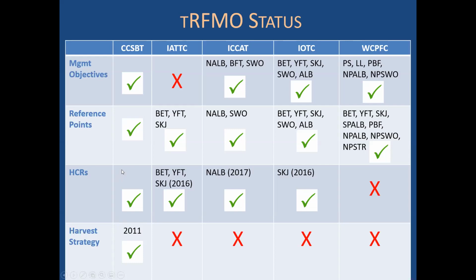So looking at the other tuna RFMOs, the Inter-American Tropical Tuna Commission, IATTC, which operates in the Eastern Pacific, you'll see that they have not specified formal management objectives, but they do have both reference points and technically a harvest control rule in place since 2016 for bigeye, yellowfin, and skipjack.